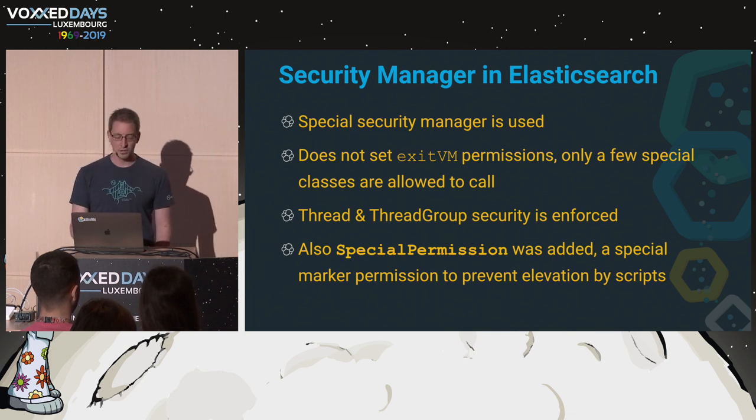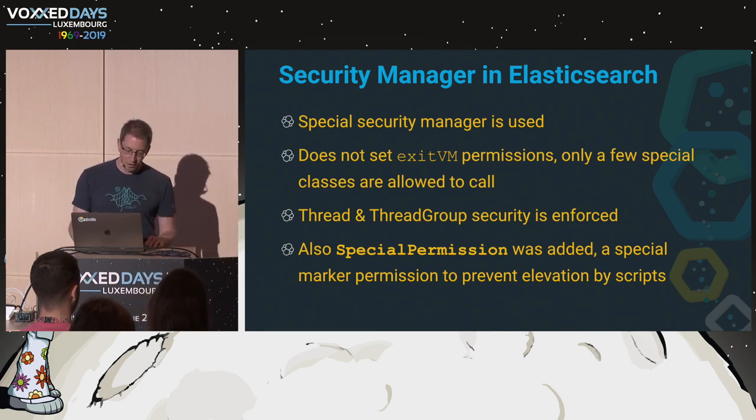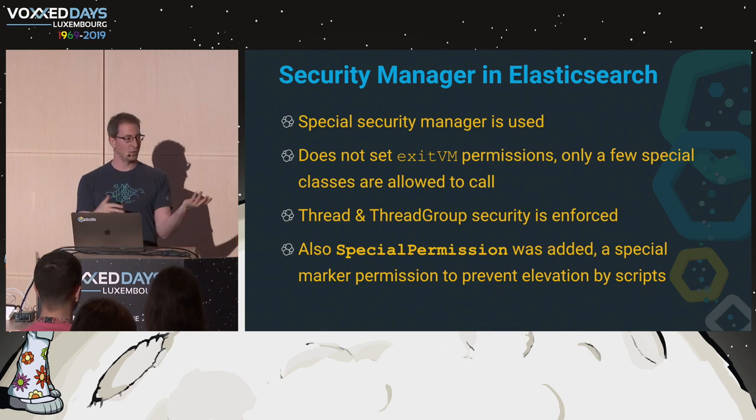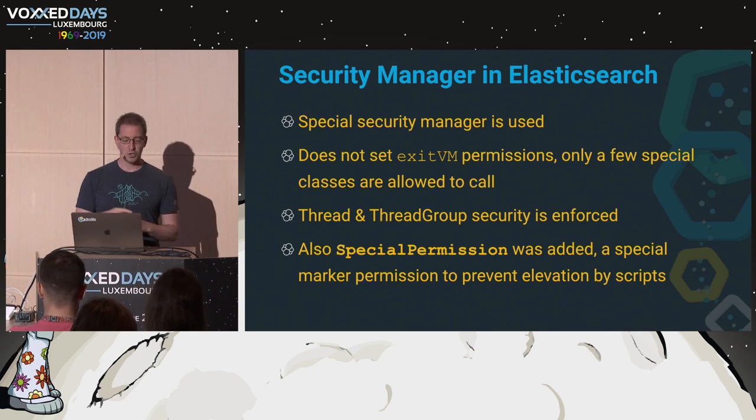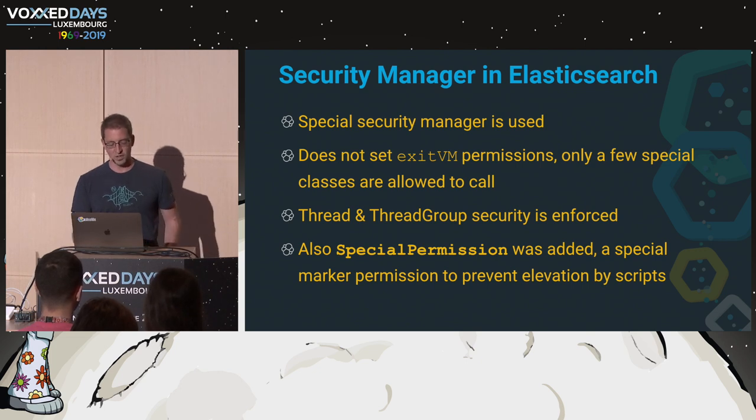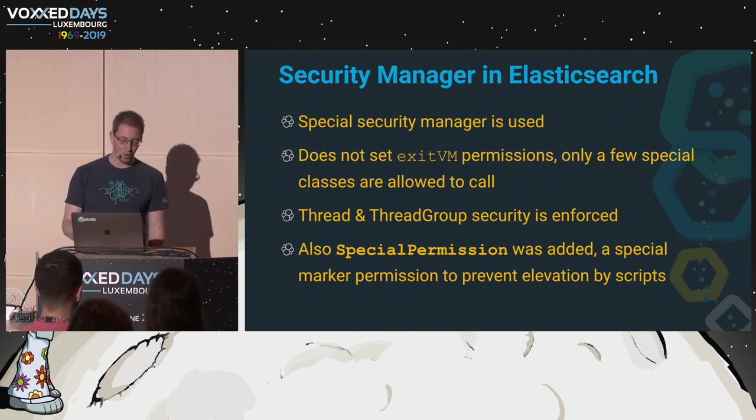You can also add your custom permissions. And we're going to see in a second what this looks like. For example, we have a special marker permission called special permission. You can see we're good with naming. And this prevents elevation by scripts. Before we execute a script, which is again just another piece of code written by the user, we want to make sure that this permission has been called. Otherwise, the script won't be executed. The whole idea is if someone finds a security problem in our scripting engine, they need to circumvent this security fence as well, which is, from our perspective right now, of course, super unlikely.